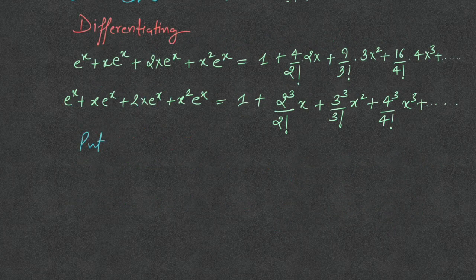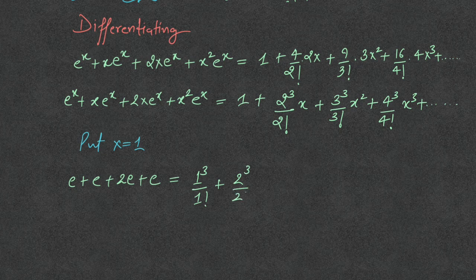Now put x equal to 1. We get e plus 2e plus e equal to 1 cube upon 1 factorial plus 2 cube upon 2 factorial plus 3 cube upon 3 factorial plus 4 cube upon 4 factorial plus so on.